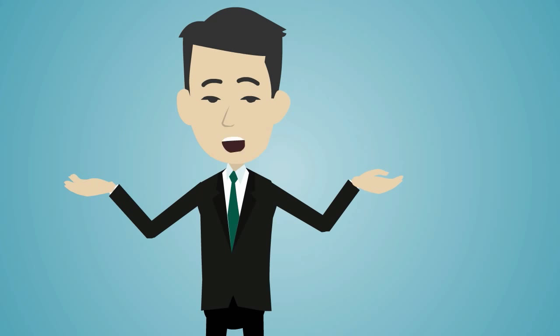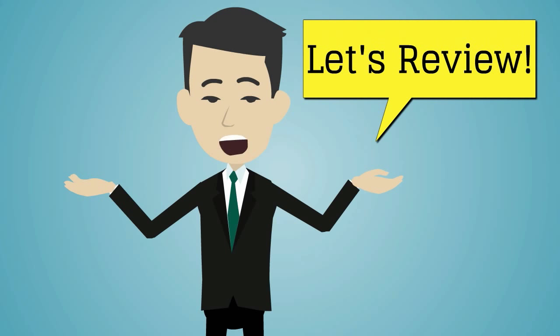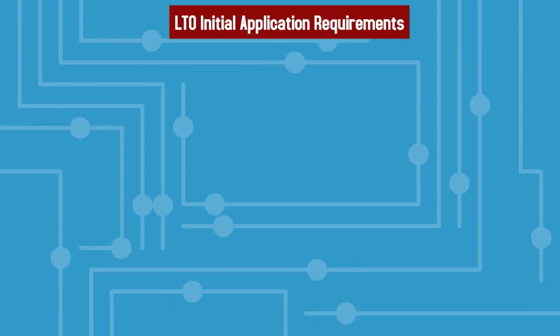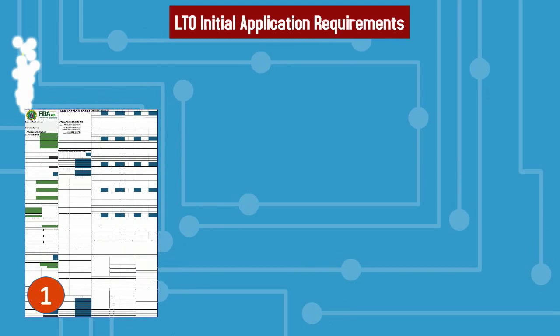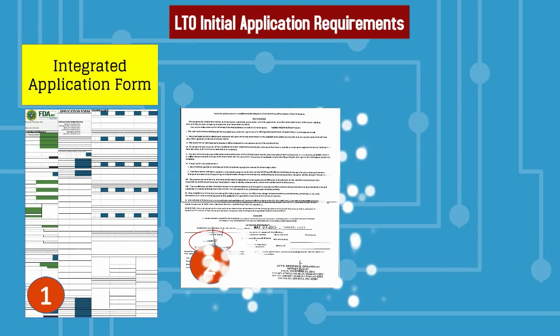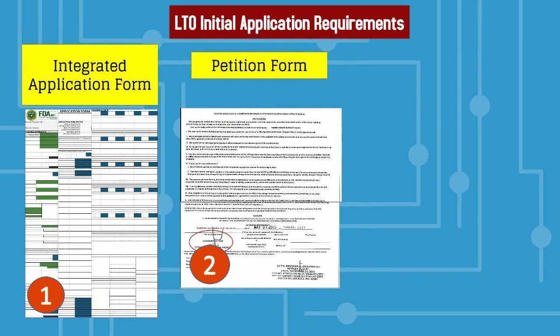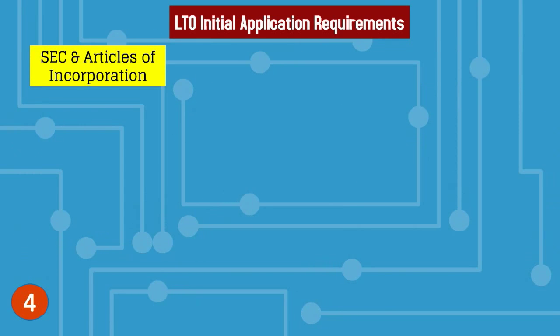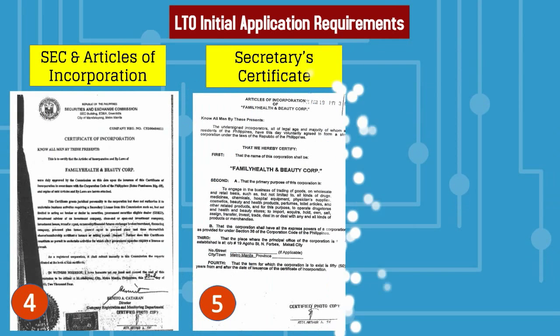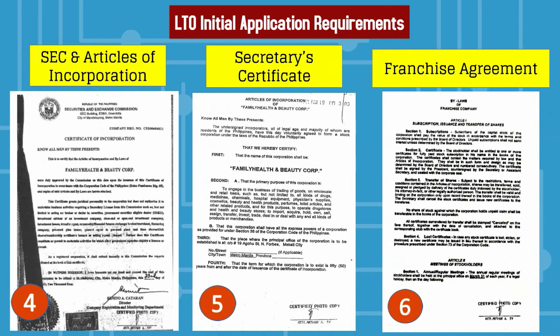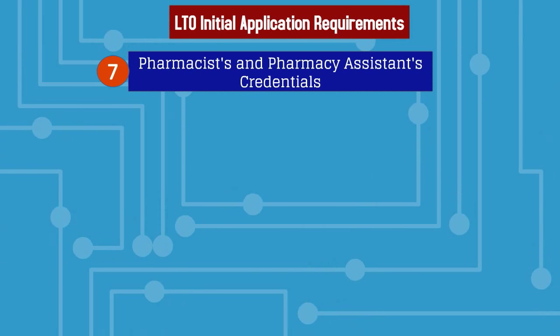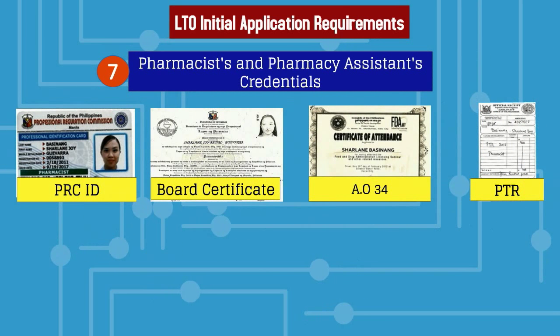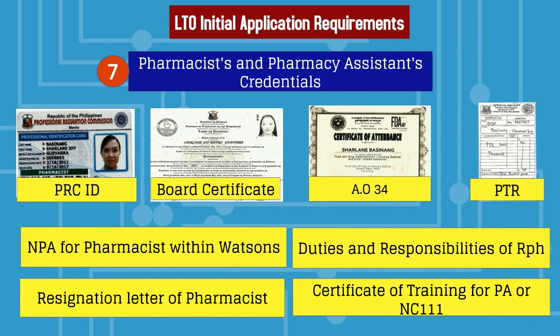Applying for LTO is easy. So together, let's review and identify the different documentary requirements needed for initial application. Here are the 14 initial documentary requirements. The following are: 1. The integrated application form. 2. Petition form. 3. Barangay business clearance. 4. SEC and articles of incorporation. 5. Secretary's certificate. 6. Franchise agreement. 7. The credentials of pharmacists and pharmacy assistants. Following are the needed credentials.